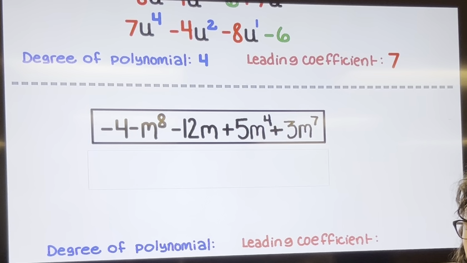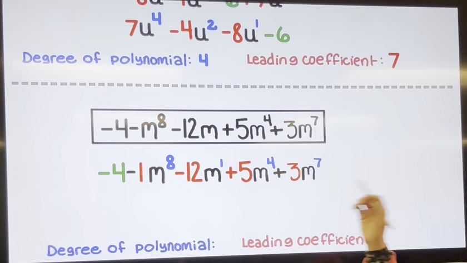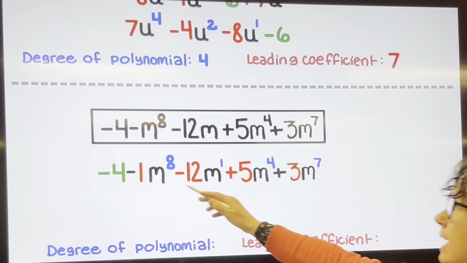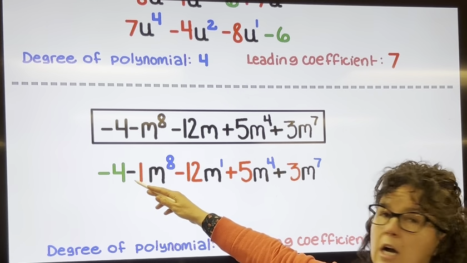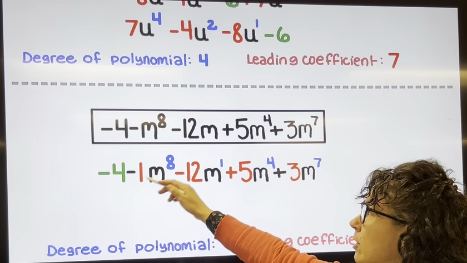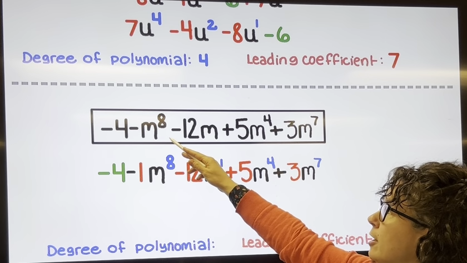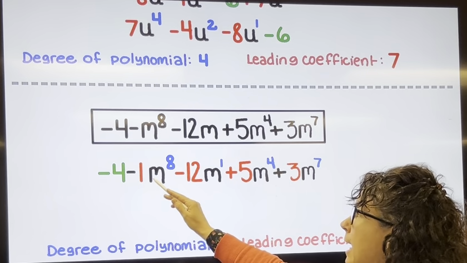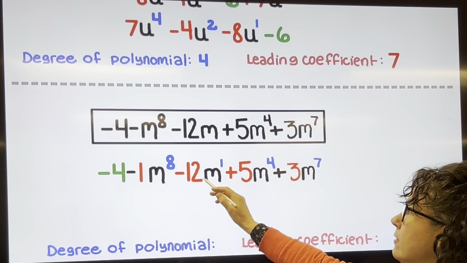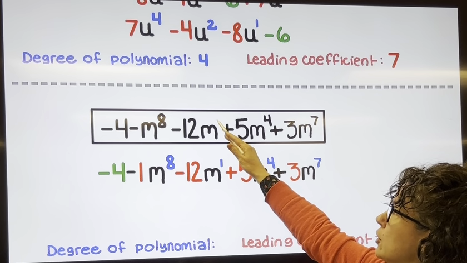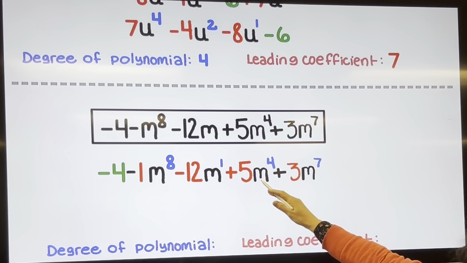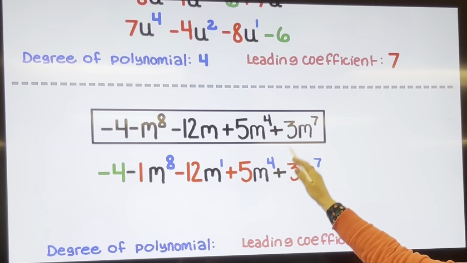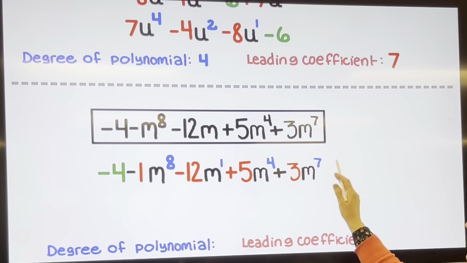Okay, so then this next one, just one more. I'm just color coding this. The -4 is the constant. It's not with a variable. Emphasizing what's in front of m to the 8th, there's only a negative, so I have -1 m to the 8th, -12m to the first power, plus 5m to the fourth, plus 3m to the seventh.